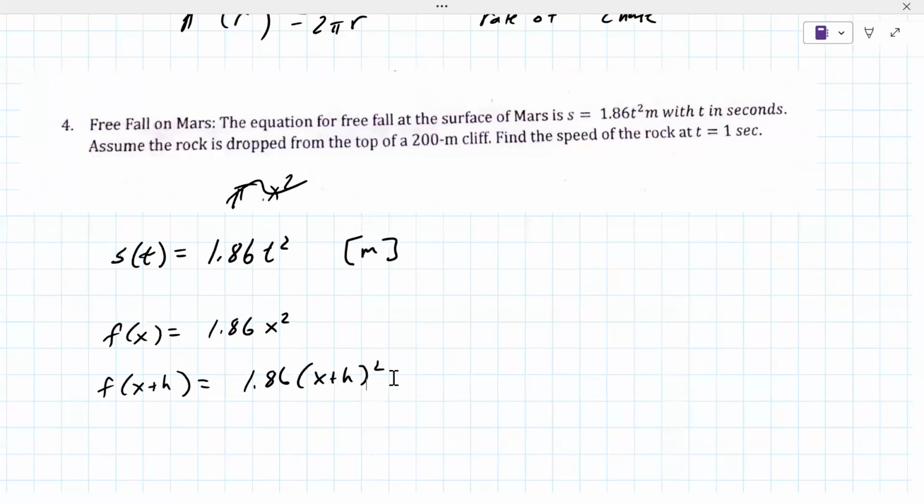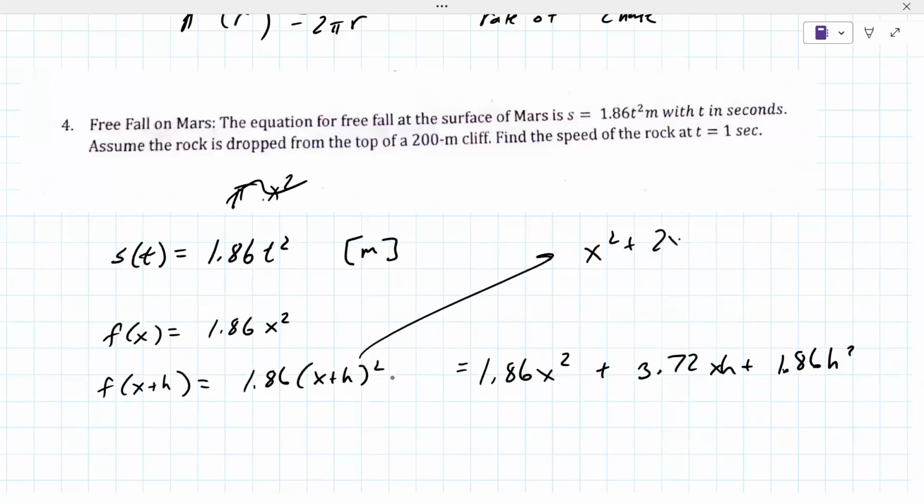I got 1.86 x squared plus 3.72 hx plus 1.86 h squared. Great, excellent. So the faster you learn the expansion of this and you don't have to rewrite it each time, the better. I mean, I would commit that to memory. Probably will save you some time down the road.